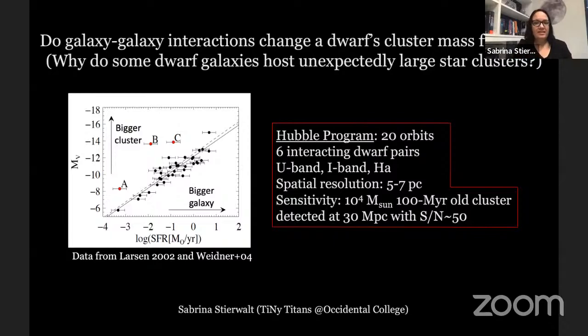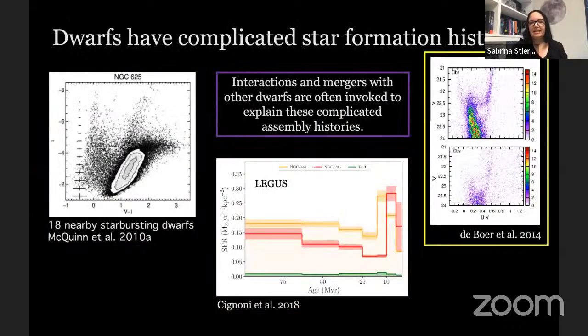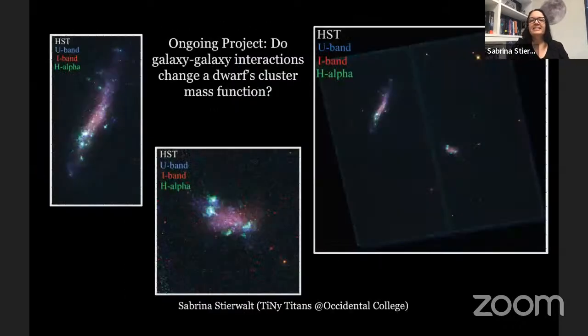which are in dwarf galaxies. And so there are some dwarf galaxies out there that have very large, we call them superstar clusters, that they have no business having, essentially, because they're so little. How did they make such a big cluster? And so one of my theories is that dwarf-dwarf mergers potentially affect the cluster mass function and can produce these big, massive clusters.